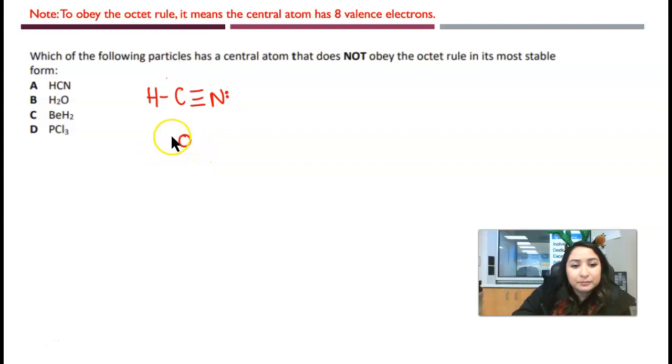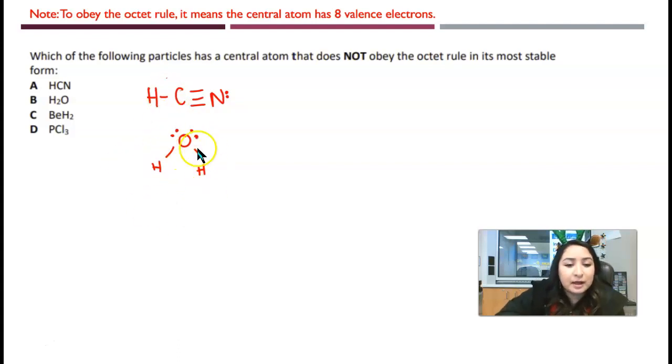H2O is water. Water looks like this. I'm sorry I'm not showing you how to draw them; you should already know for one. Oxygen has 6 valence electrons, so 1, 2, 3, 4, 5, 6. That's why they doubled up. Hydrogen has 1, so they bond.